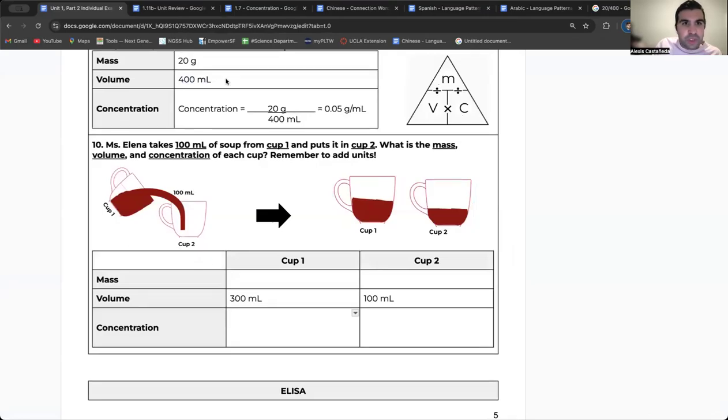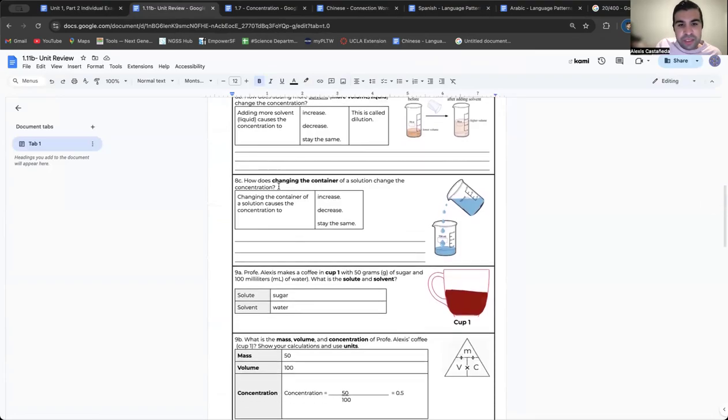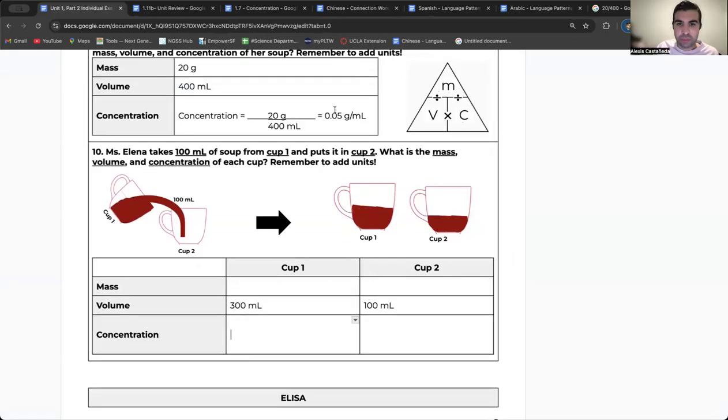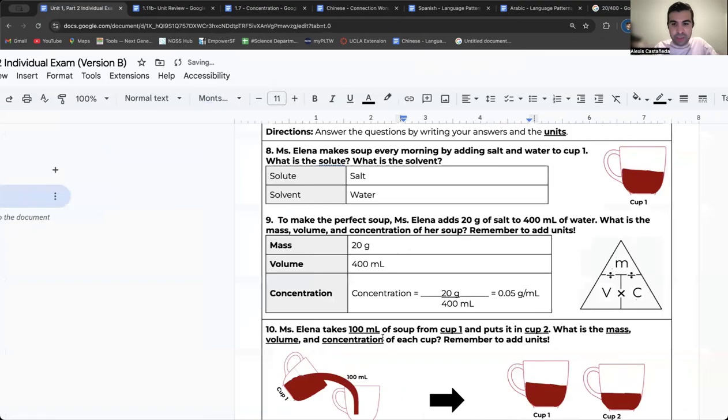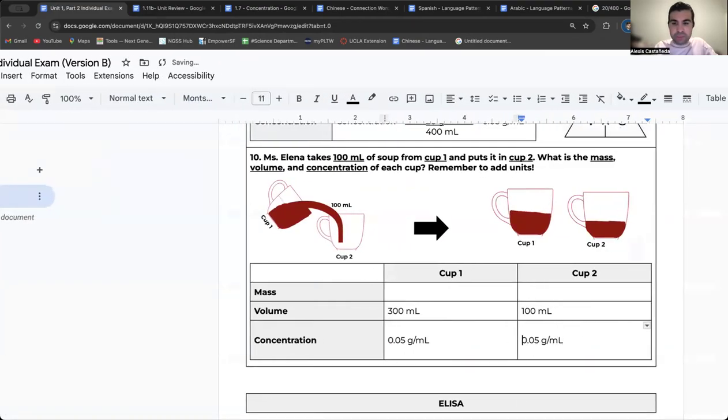So what about the concentration? If you look back here, when we were talking about concentration, if you change just the container of a solution, you do not actually change the concentration, right? It's still the same liquid. It's going to taste exactly the same. We haven't changed anything about it fundamentally. So here we're going to write that the concentration is the same. It's the same soup. So the concentration is still 0.05 grams per milliliter in both cases.